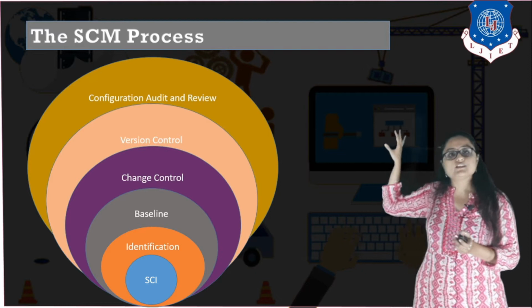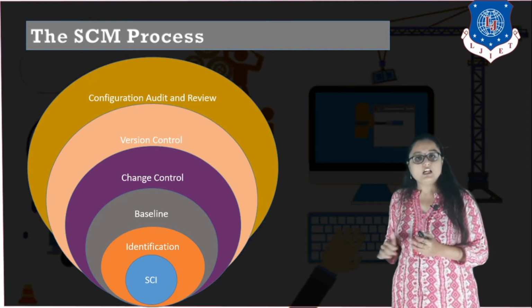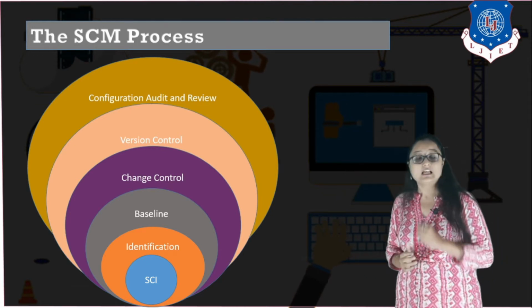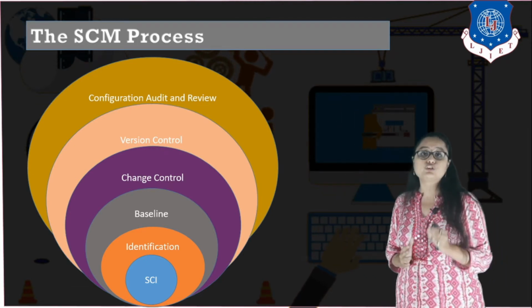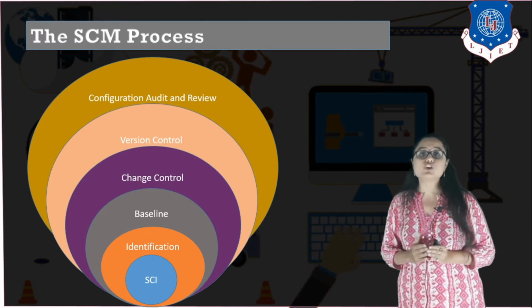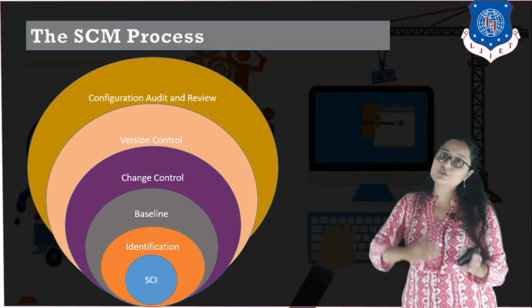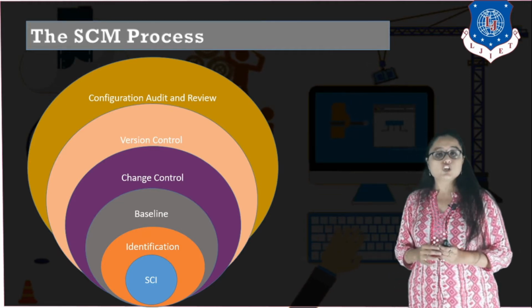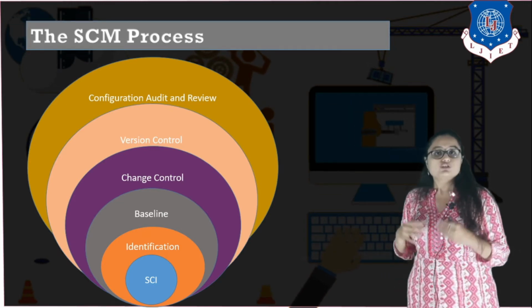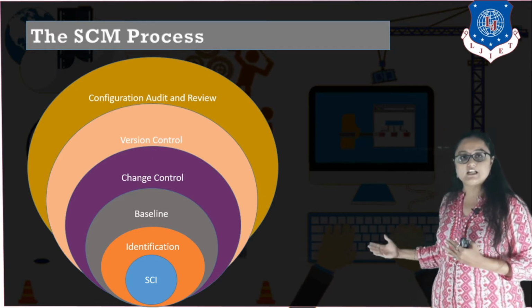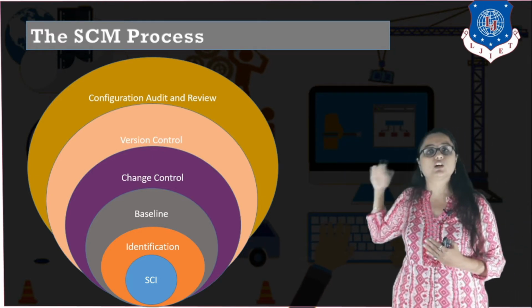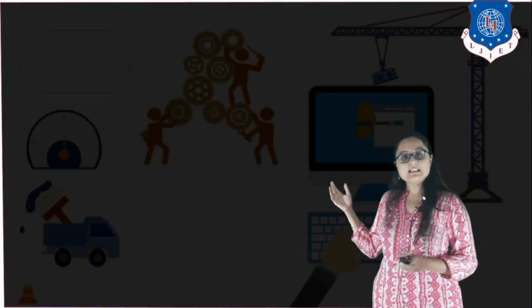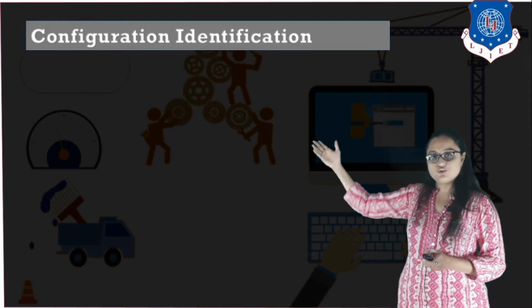And the last is configuration and audit review. It means all the activities that we have performed in software configuration management have to be audited or reviewed properly, and the status of that audit has to be reported to the higher management, right? So that is the last process of the software configuration management phase. So in total, how many phases? The first is identification, the next is change control, the third is version control, and the fourth is configuration and audit review. So let us see the first thing, that is configuration item.